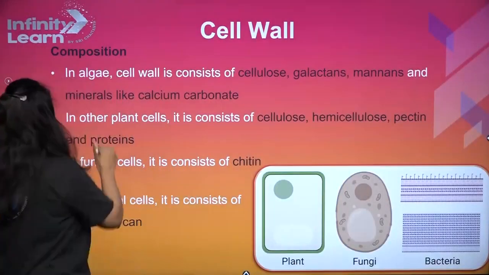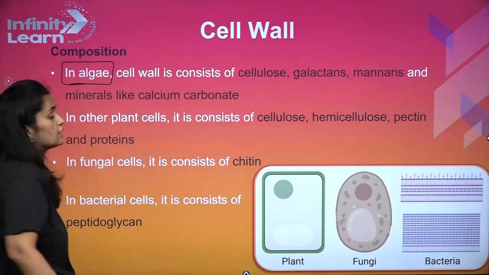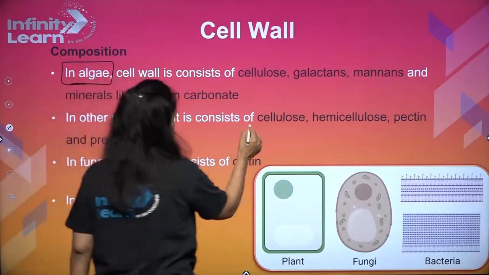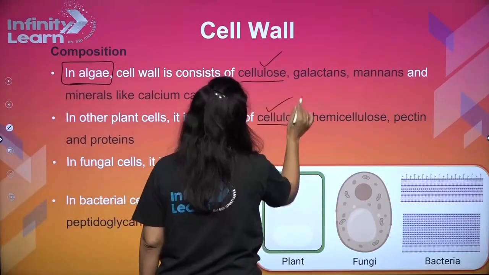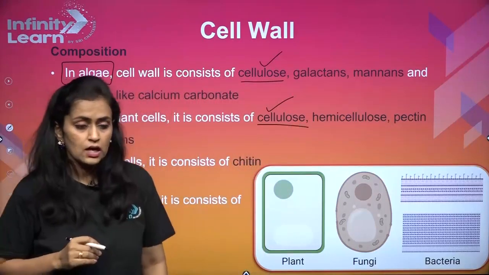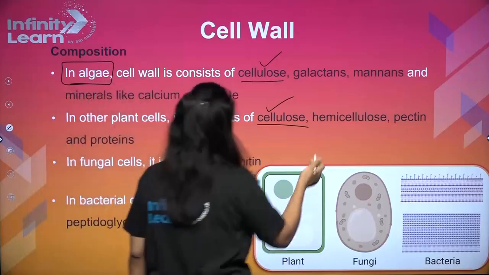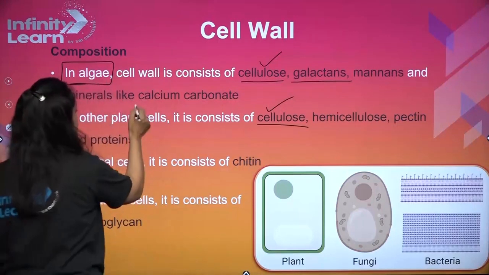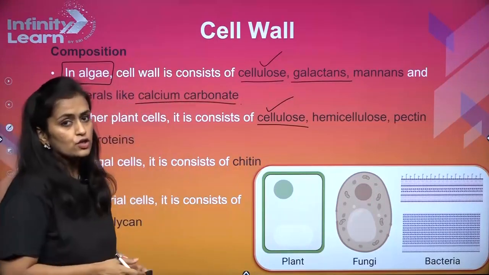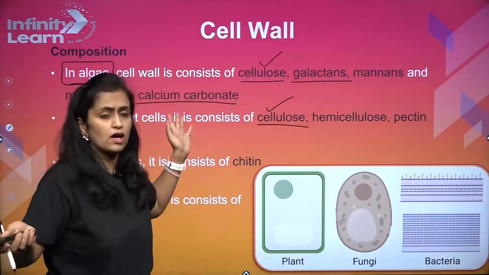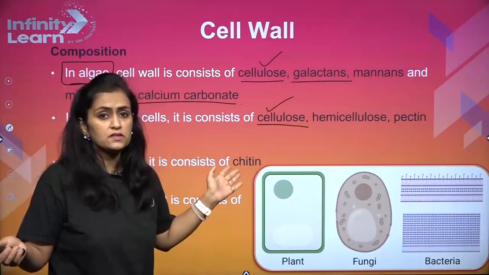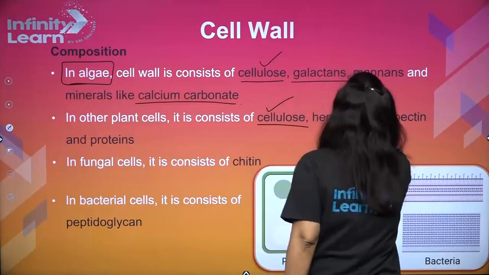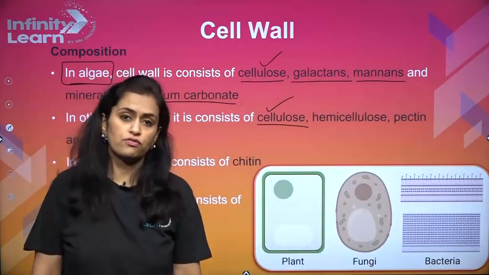Now, if we talk about algae first, okay, let's talk about algae. The algae cell wall is made up of cellulose, which is common with the plants. But in many algae, you will also find another material, like galactan. Not only that, it also has minerals like manganese or calcium carbonate. So they have different compositions. Algae is a vast group of organisms, with so many species and different types. So cellulose, galactan, manganese and calcium carbonate kind of minerals are found in their cell wall.